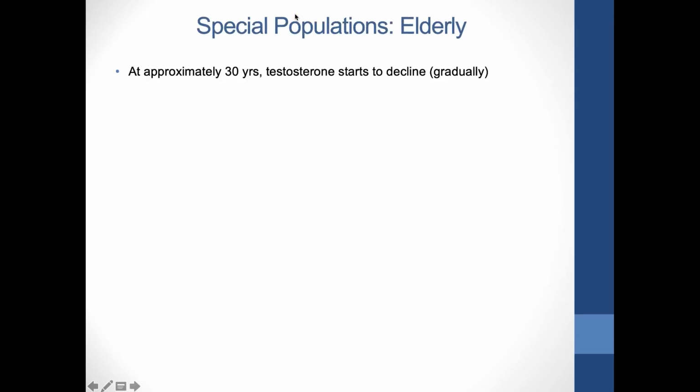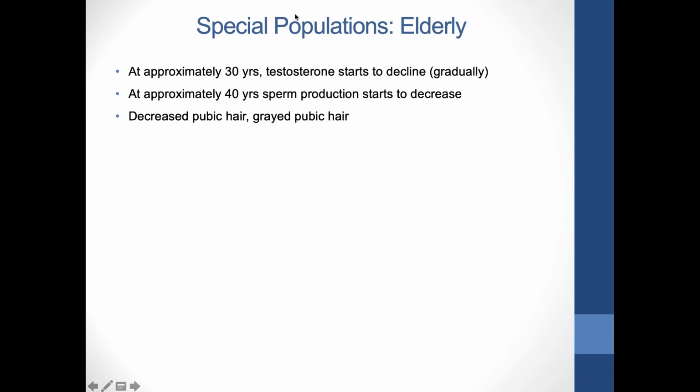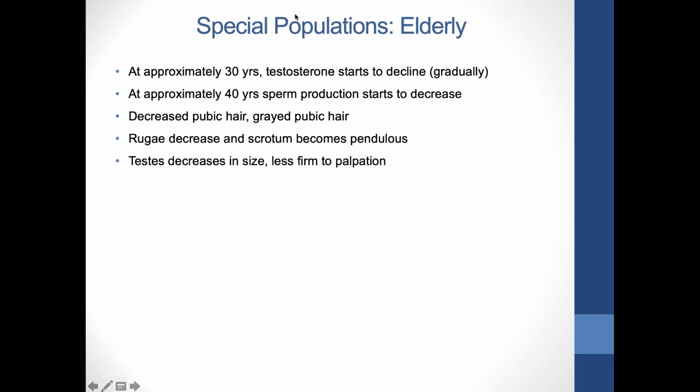In our elderly patient population, the testosterone starts to decline, and it can decline as early as about 30 years. At approximately 40 years, sperm production starts to decrease. We have a decrease in pubic hair. The pubic hair can become grayed. The rugae decrease and the scrotum becomes pendulous. The testes decrease in size. They're less firm to palpation.